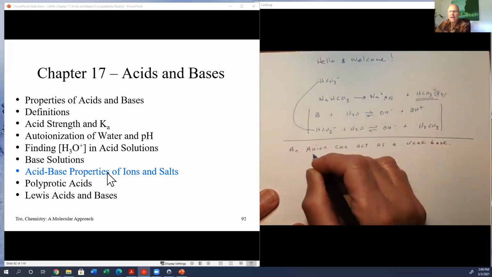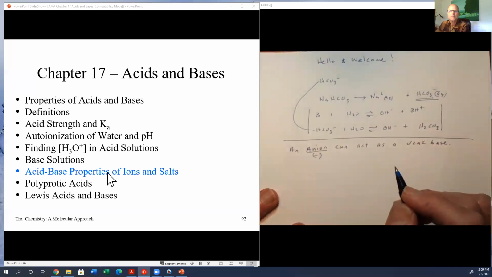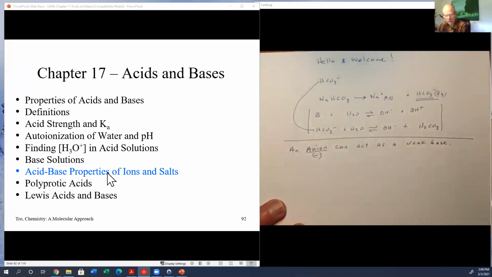Remember what an anion is, right? An anion is negatively charged. So when you look at a compound, you look at the anion and you ask yourself, is this anion a weak base? How do you tell?